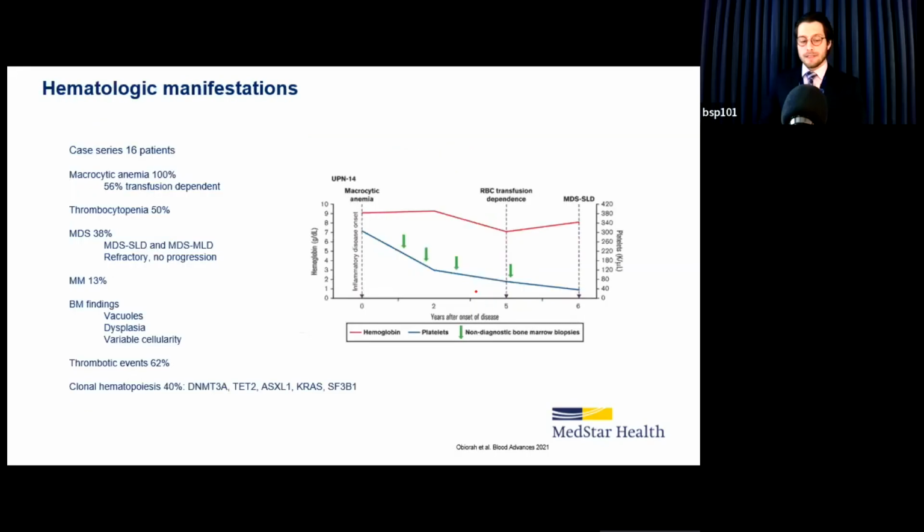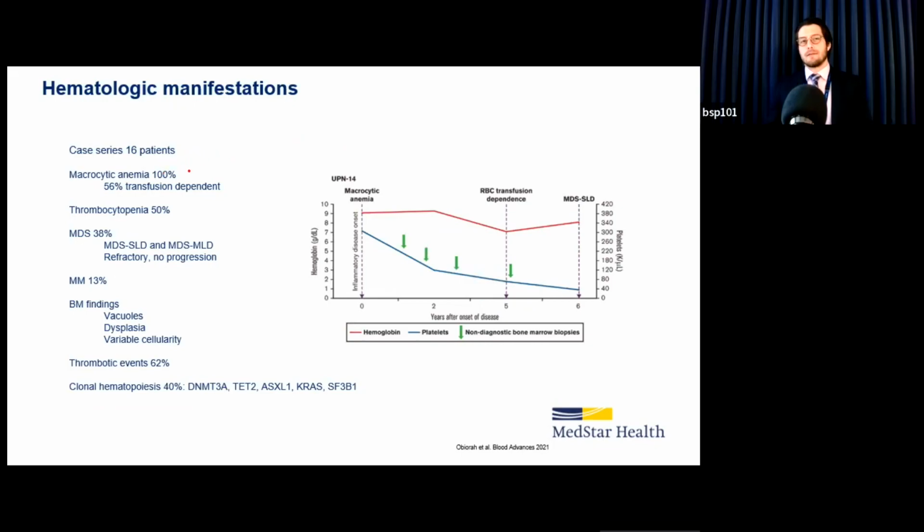And then a little bit more detail on hematologic manifestations. So within the first 25 patients described at the NIH, they did a more extensive analysis of the hematologic changes in 16 patients. And 100% of them at the beginning had macrocytic anemia.